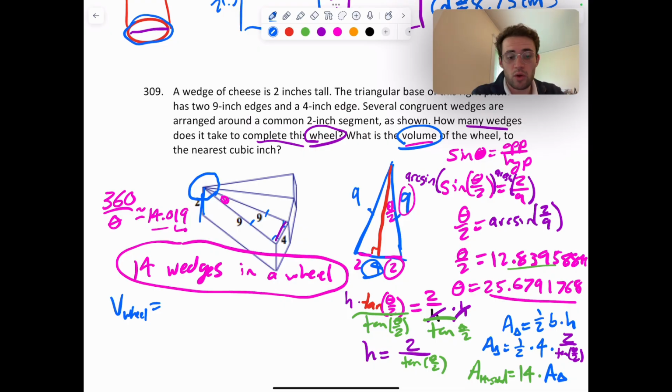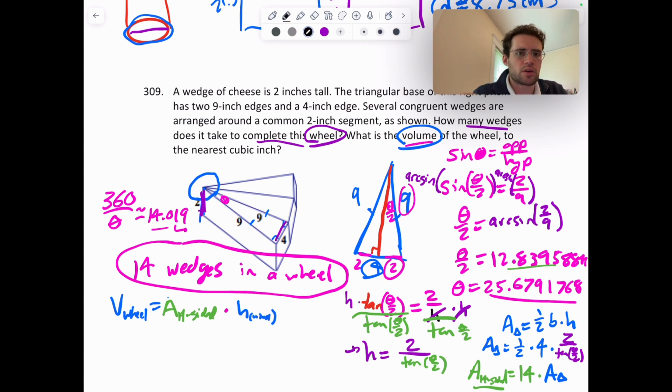So the volume of the wheel is equal to the area of the base. In this case, it's this area of the 14-sided figure times the height. And again, the height we have, right? It's not this height. It's going to be the height of the actual cheese. So we could say height of the wheel. So in this case, again, we said that would be 14 times the area of the triangle, which we have right here.